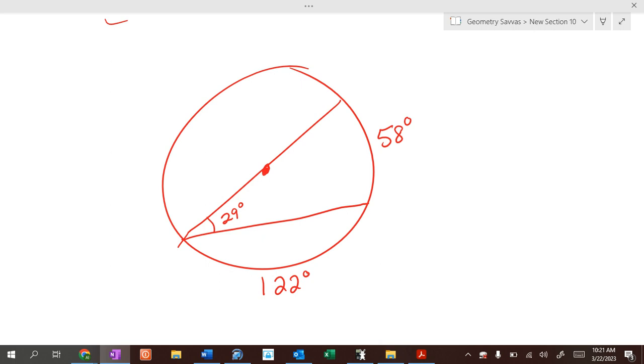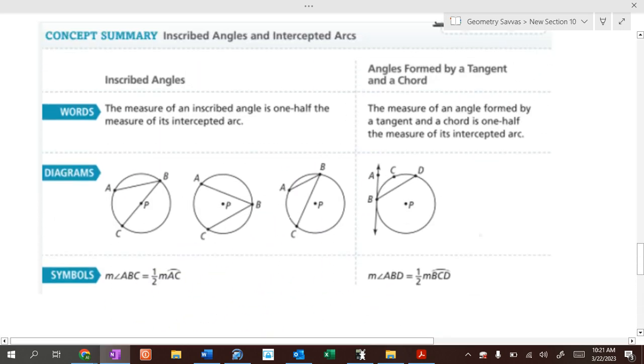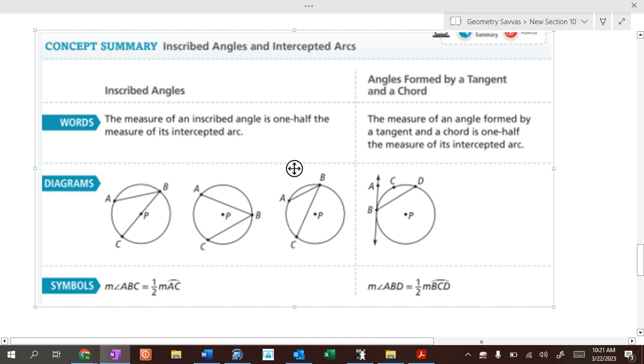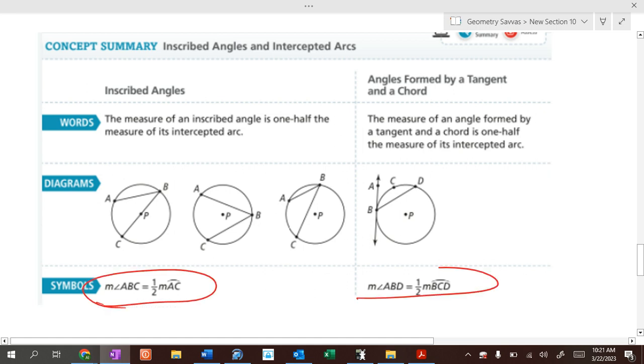See it now? Yeah, you did solve something. I'll give you that. Okay. So you ready to go on? Yes. The angle's half the arc. You just got to remember that. Angle's half the arc.